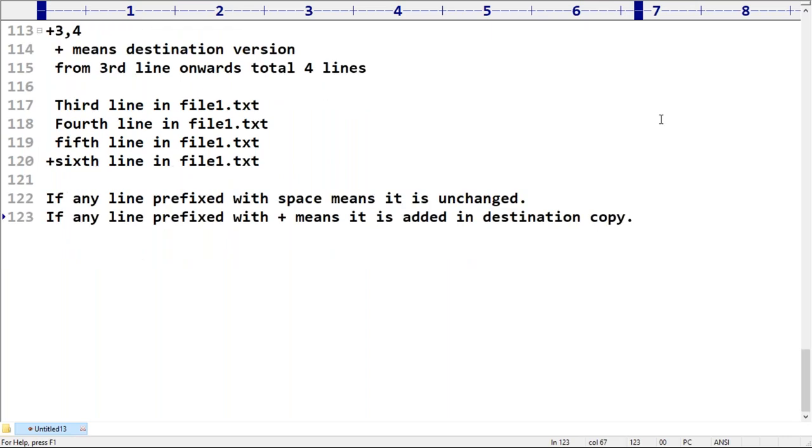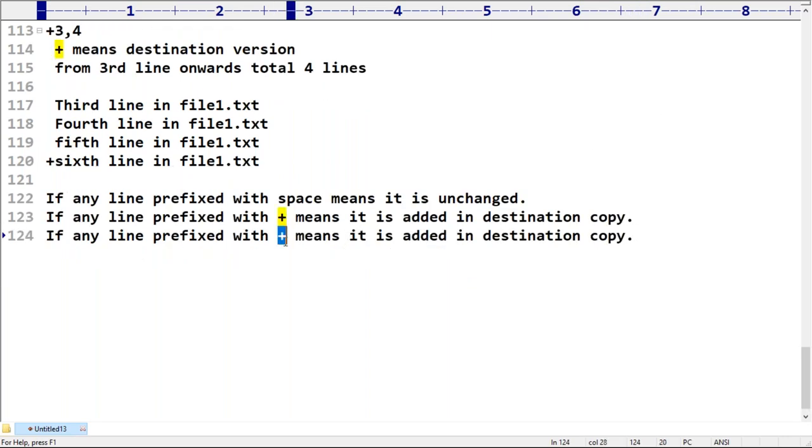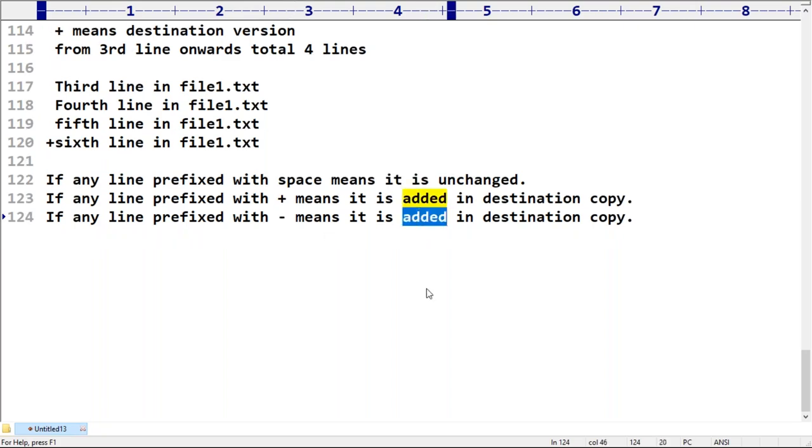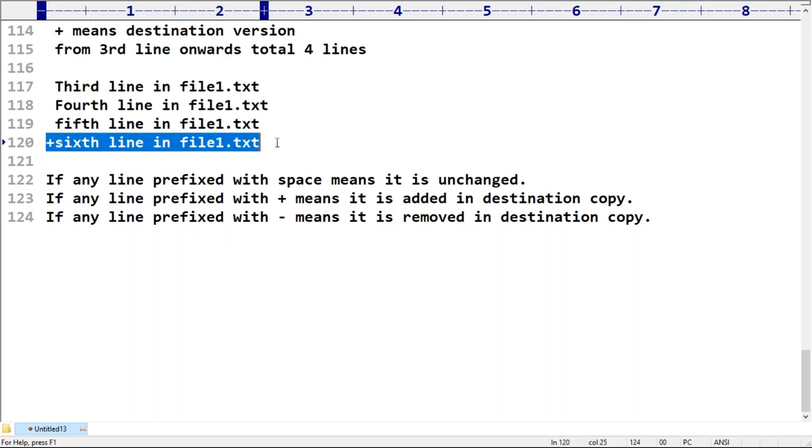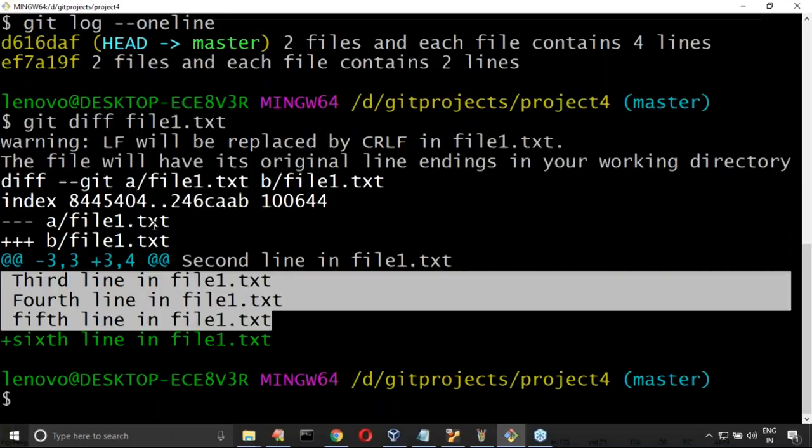If any line is prefixed with a minus, you can guess the meaning of minus. It is removed in the destination copy. So these three lines start with a space, which means these lines are not changed, but where a plus symbol is there, this line is added in the destination copy. So in our working directory, this new line is added when compared with the staging area. Any doubt? Can you please confirm?